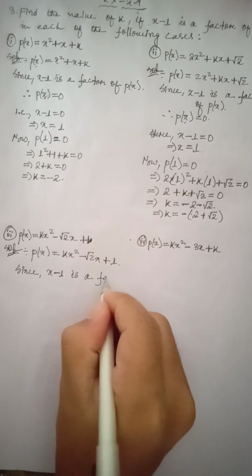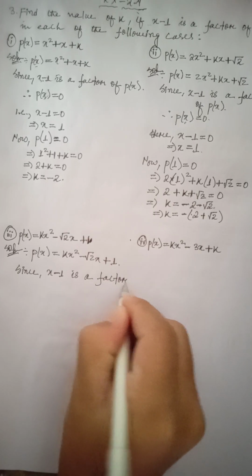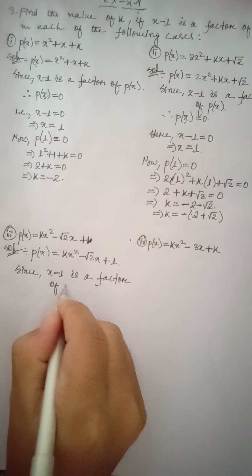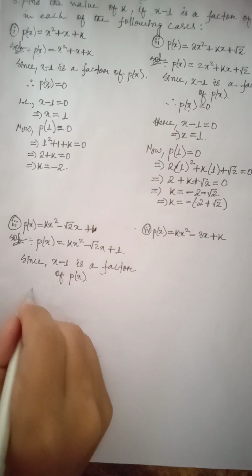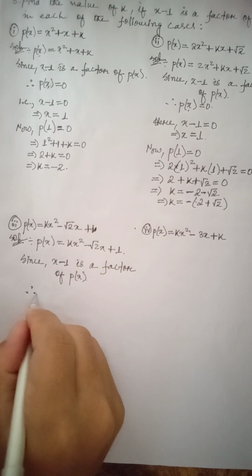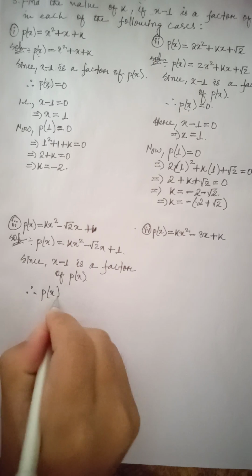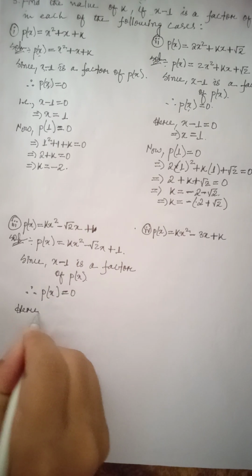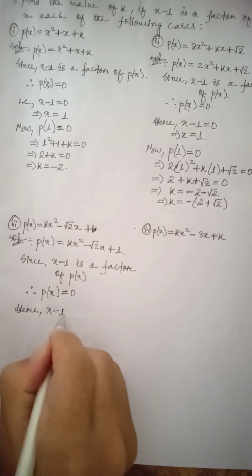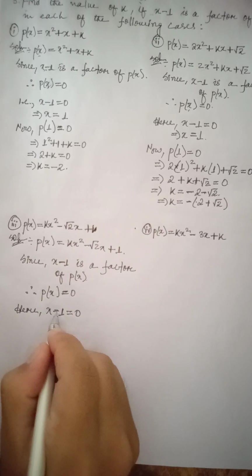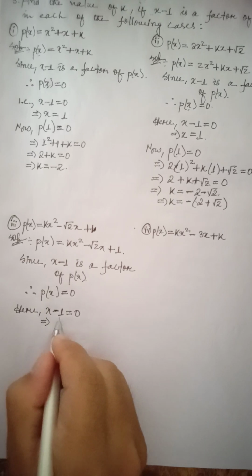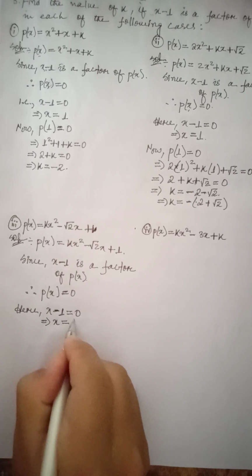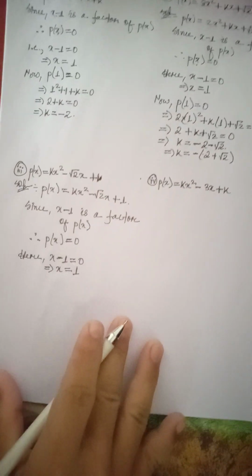x minus 1 is a factor of p(x). Let us write that one. And after this, if x minus 1 is a factor of p(x), then p(x) must be equal to 0. And here let us find the value of x. Let us equate x minus 1 with 0. If you move this minus 1 to the other side, then it will become plus 1.